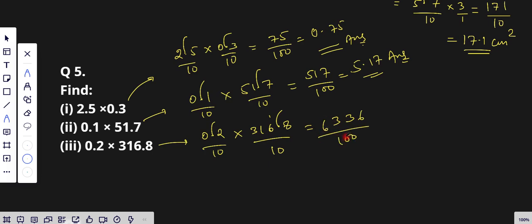Now again you have 100 in the denominator, so count 2 digits from the extreme right hand side, so put a decimal before 2 digits. Okay, that is 36, so you need to put a decimal before 36. Okay, this is how you need to solve these questions.